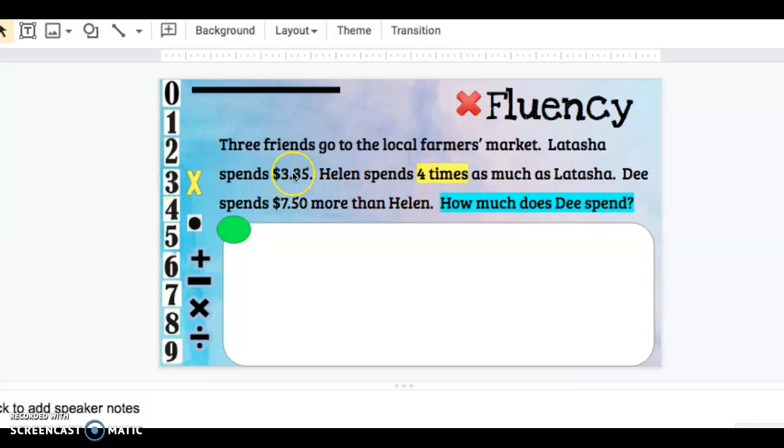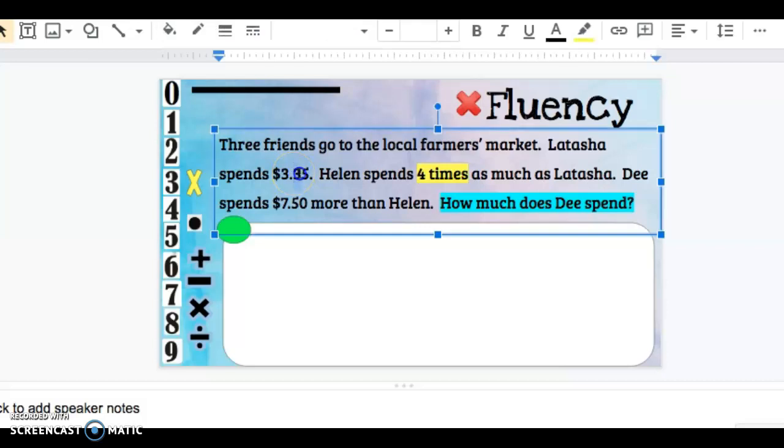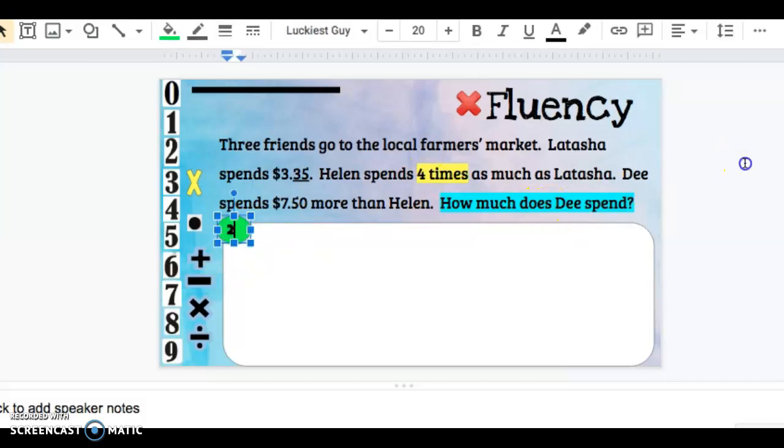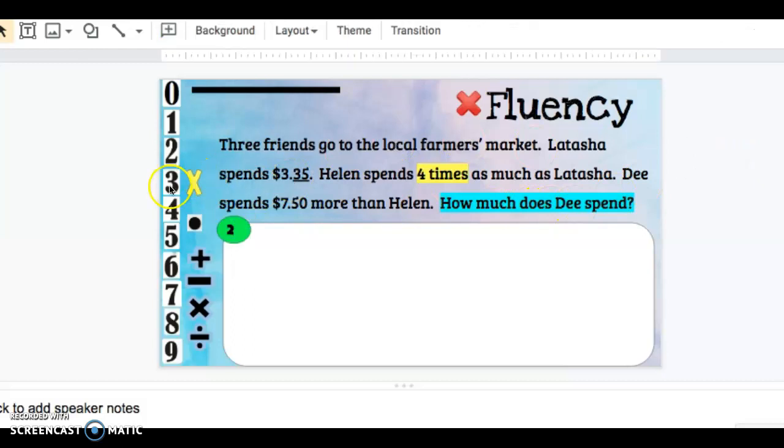So we're going to start. Remember I said before we multiply with decimals, we have to count the numbers behind the decimal point. So I see a 3 and a 5. So that's 2 numbers behind the decimal point. There's no numbers behind the 4, so that means that I'm going to eventually be moving my decimal point 2 times. So now I'm going to start by multiplying.